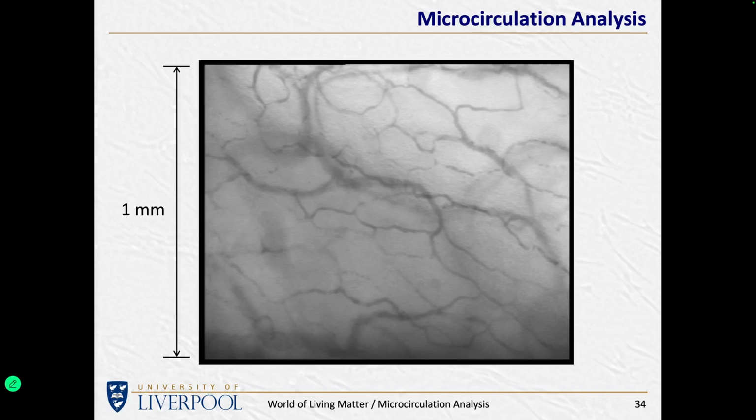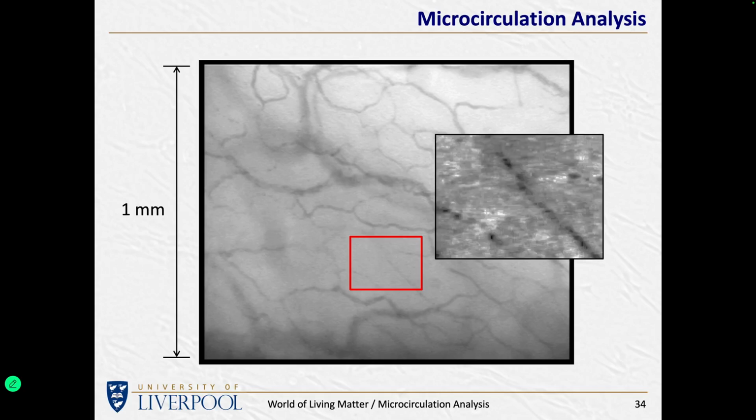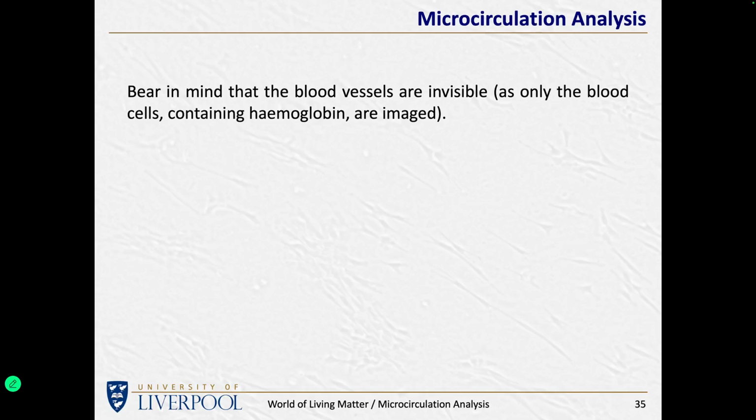So again, I thought, well, yes, it should be possible. But part of the problem is, with no disrespect to the individuals taking the data, the quality of the data is such that it's very difficult to see individual blood cells. If we blow that square up and look at what's actually going on inside this particular blood vessel, well, you've got a few pixels, some of which are darker than others. But how are you going to tell which of those are blood cells, and how are you going to track their movement? Especially when you bear in mind that the blood vessels themselves are not visible.